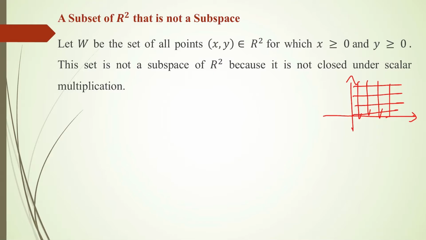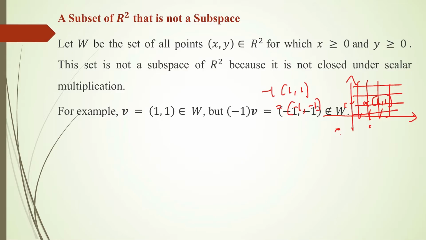This is not a subspace of R2 because it is not closed under scalar multiplication. For example, suppose this is the point (1, 1), so we have the ordered pair (1, 1) here. If we multiply the ordered pair (1, 1) with minus 1, we will get the ordered pair (-1, -1), and it will be here in the third quadrant. It is not in the first quadrant. So this set is not closed under scalar multiplication. Hence it will not form a subspace of R2.